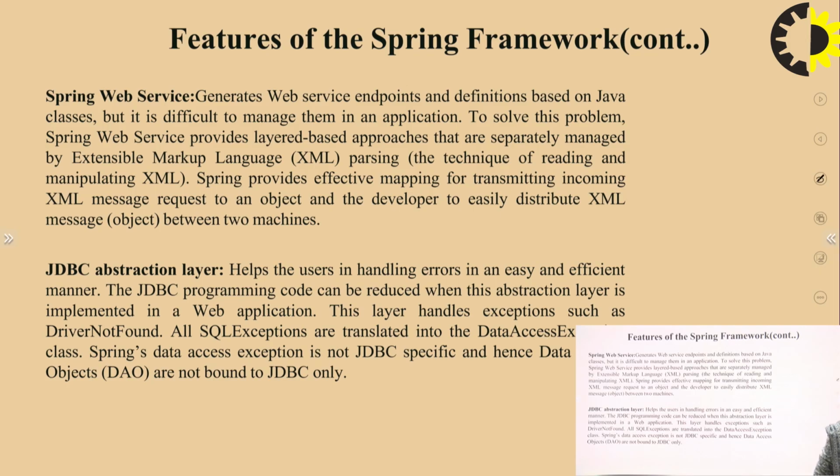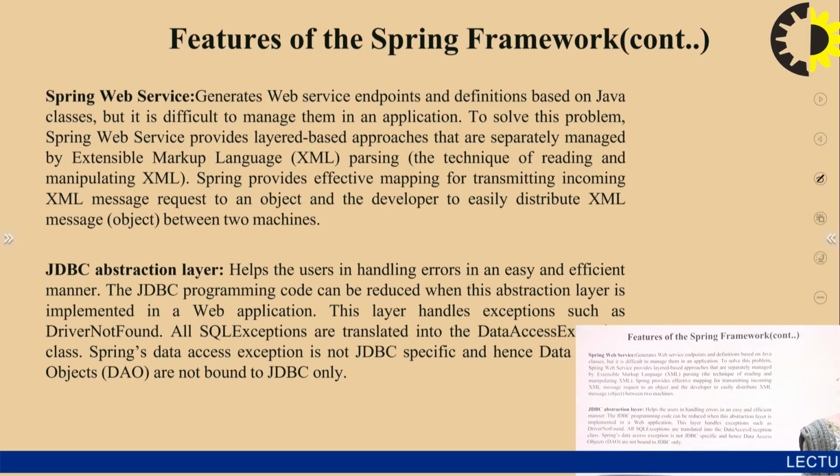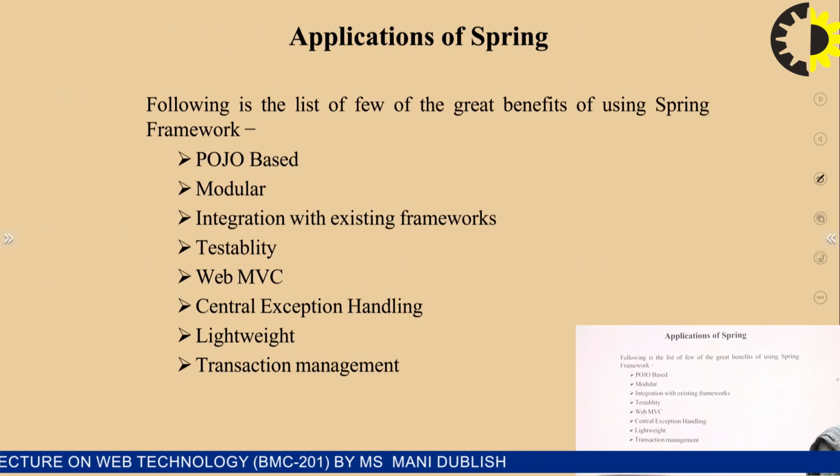Also, the JDBC abstraction layer helps the user in handling errors in an easy and efficient manner. The JDBC programming code can be reduced when this abstraction layer is implemented in a web application. This layer handles exceptions such as driver not found, and all SQL exceptions are translated into the data access exception classes. Spring data access exceptions are not JDBC specific, and hence we can say data access objects, DAOs, are not bound to JDBC only.